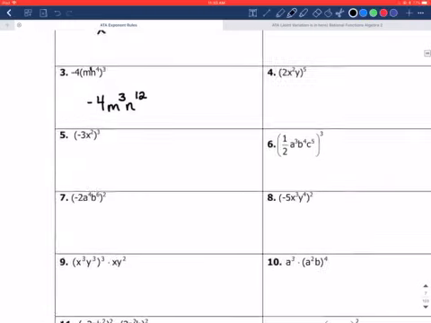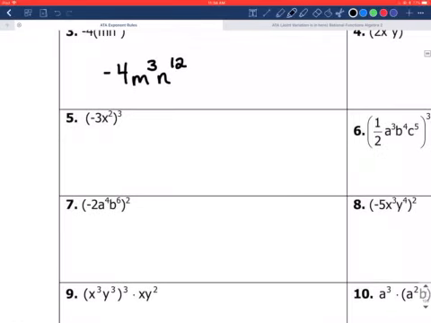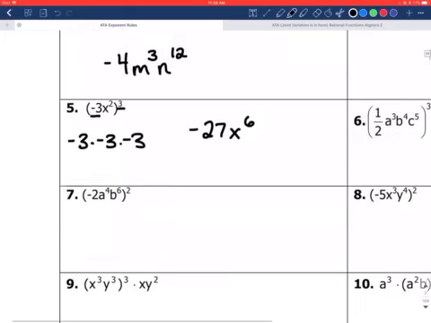For number 5, we'll just keep going down this way. That is a negative 3 being raised to the third power. So again, anytime we raise something to a power, remember that it's kind of like multiplying it out by that many times. So negative 3 raised to the third power will continue to be a negative, and it will be a negative 27. And then we will have x to the 6th power when we multiply the 2 times the 3.